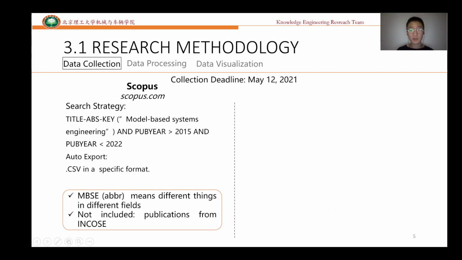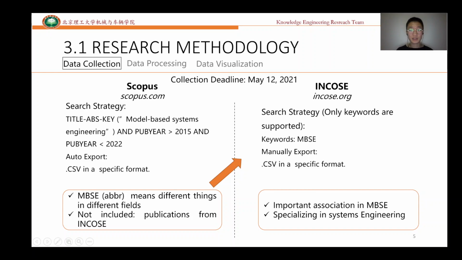Scopus can auto-export this information to a CSV file. We found that the publications published by INCOSE in the last 5 years are not included in the Scopus database. Given that the INCOSE International Symposium is an important conference held by INCOSE related to MBSE, it is important to add the publications from INCOSE IS to our dataset. Using MBSE as a keyword for searching, we manually added the publications from the INCOSE database to the Scopus data. Finally, a CSV file in a particular format can be identified by the tool.